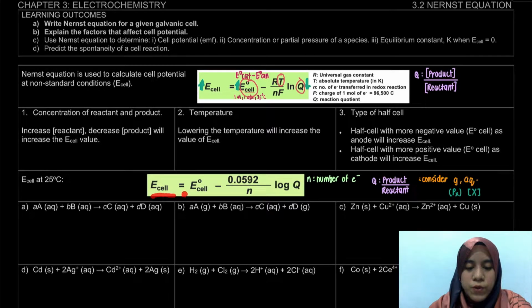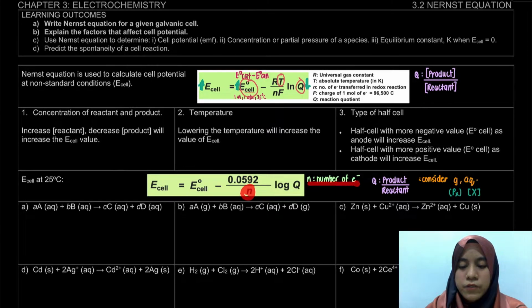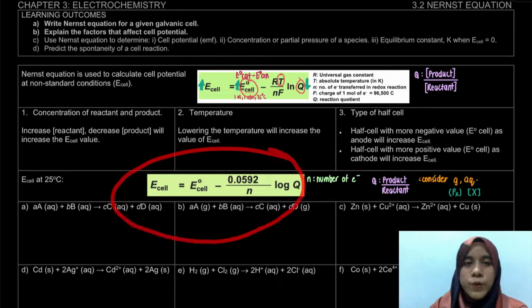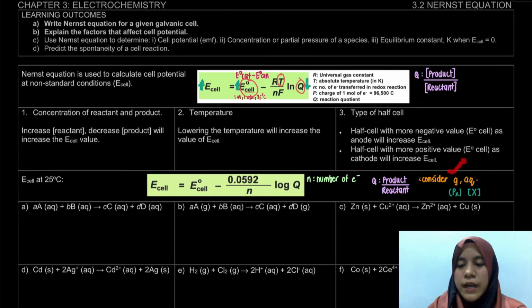Ecell is equal to E°cell minus 0.0592 divided by n log Q. Okay. What is n? n is the number of electrons involved in the redox reaction. Q is actually the product over the reactant. Yeah, but for this one, we will consider the gas and aqueous.